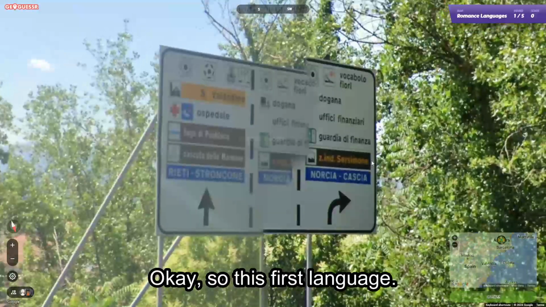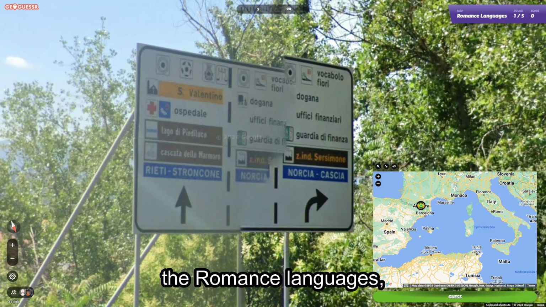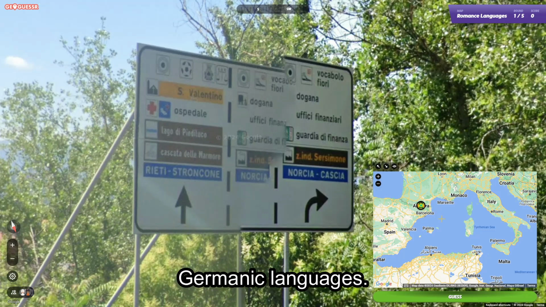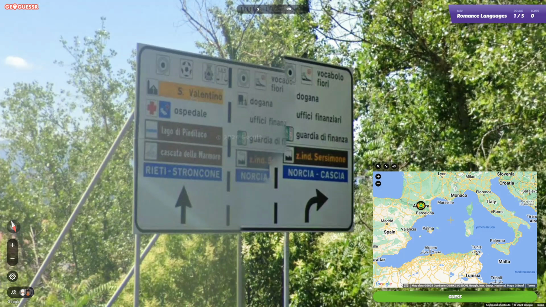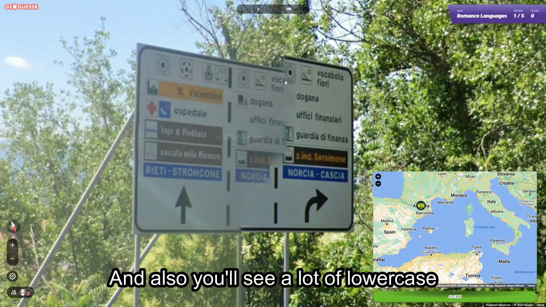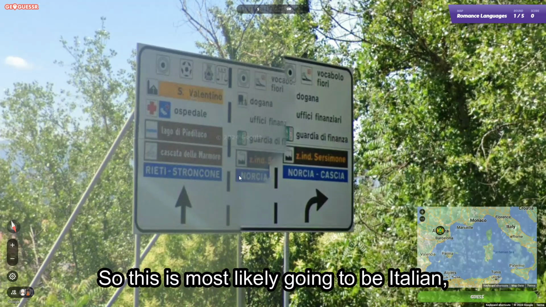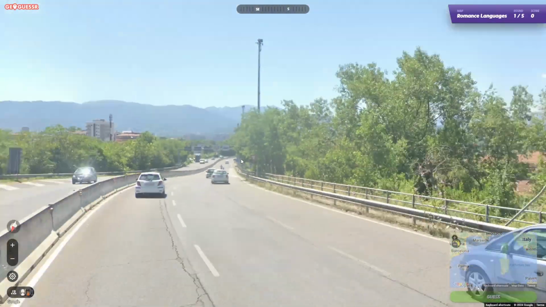Okay, so this first language. So the Romance languages, how do I phrase this? They aren't as keen with vowels as the Germanic languages. Their special characters are consonants. But there's not too many consonants. And also you'll see a lot of lowercase everything. So this is most likely going to be Italian, from what I can tell.